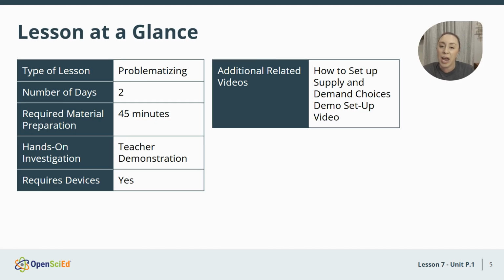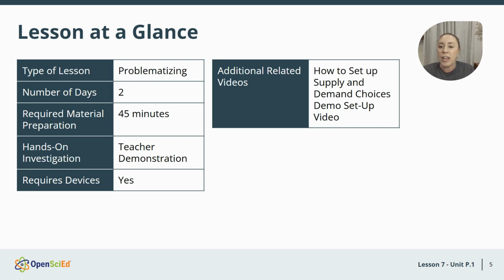This is a 2-day problematizing routine lesson. And when we say problematizing in OpenSciEd, what we mean is the opportunity to have students take stock of what we think we know, try to use what we think we know to explain the thing we've been trying to explain, and then walking away with some questions that remain that we still need to explore.